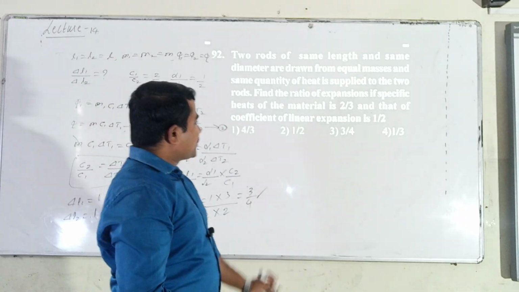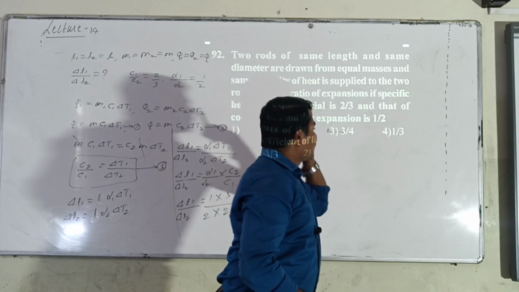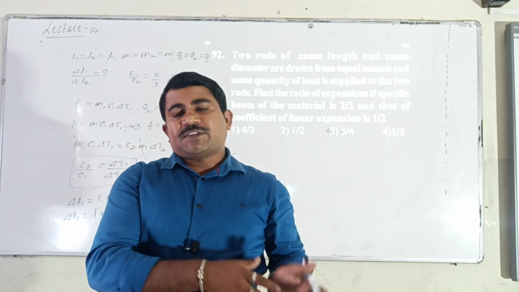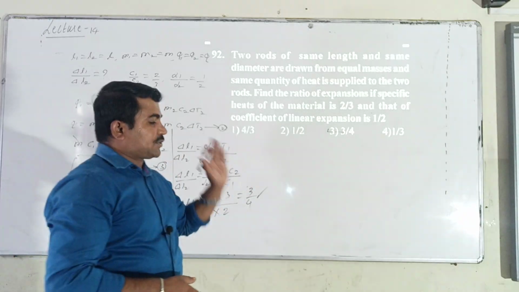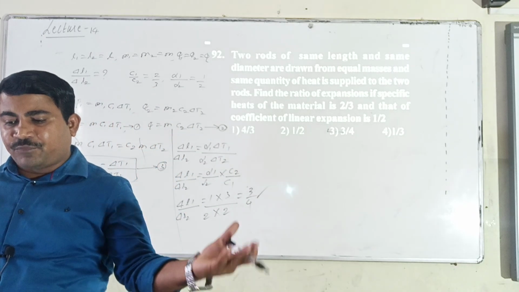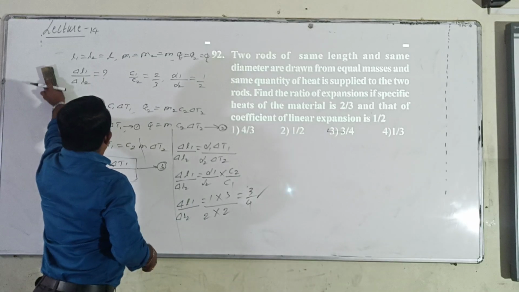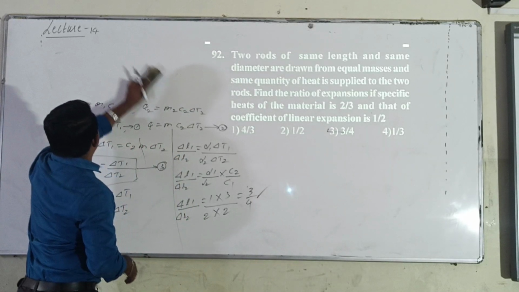For this, which option can we choose? We can choose option number 3. This is expansion of solids due to increase in temperature. One of the numericals. Let us move to the next numerical.